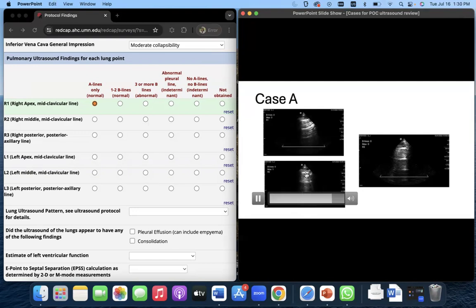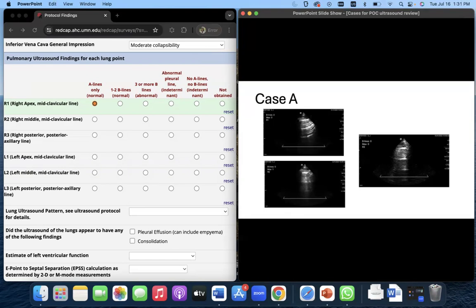Those B lines should arise from the pleura, and they should extend all the way through the ultrasound field. And generally speaking, they're going to be white in color. And the pleura also needs to be moving at the place. So here we have moving intact pleura, but it's not actually a B line that's being highlighted. So in this case, it's a normal A line pattern, but again, 1 to 2 B lines can be considered normal. So even if in this case you were to select the 1 to 2 B lines, it wouldn't necessarily change your impression because this would still be a normal finding at the R2 site.